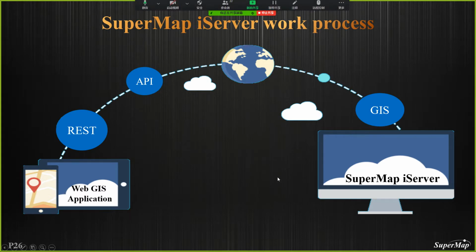This is the simple workflow of the server. The service is published through the iServer, and then through some application programming interface, such as the SuperMap iClient for JavaScript. And this software I will introduce to you in the future. And the WebGIS application will receive this service and call this service for map browsing and spatial analysis.